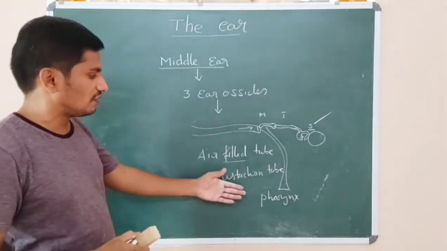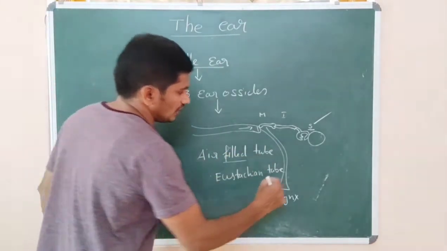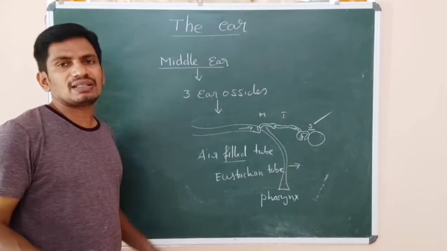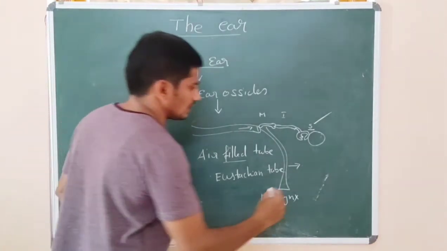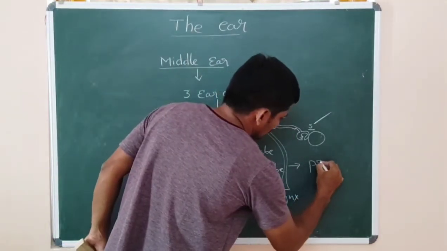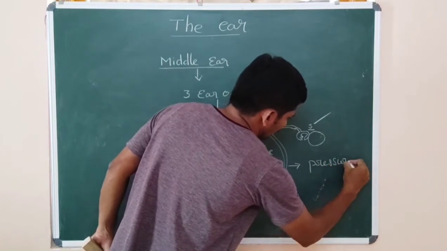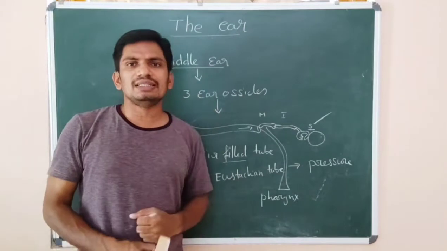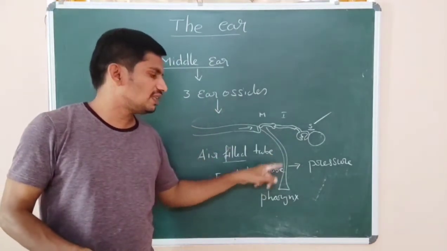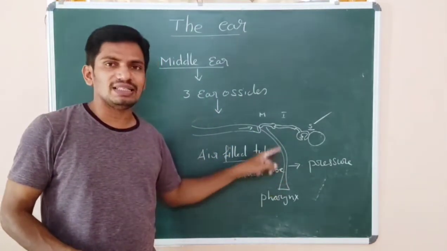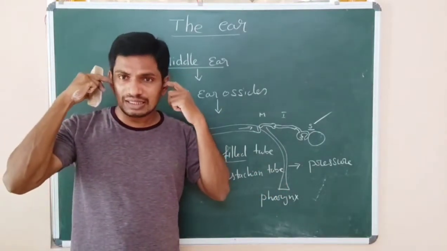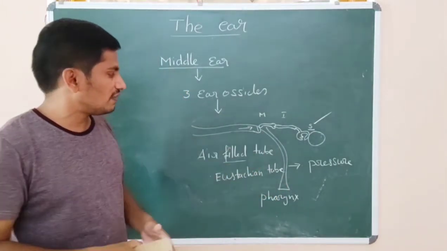The main function of the Eustachian tube is equalizing the pressure in both ears. Because it is an air-filled tube, it will equalize the pressure in both ears. The tube connects the middle ear to the pharynx.